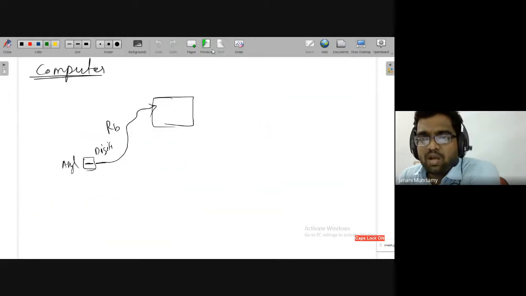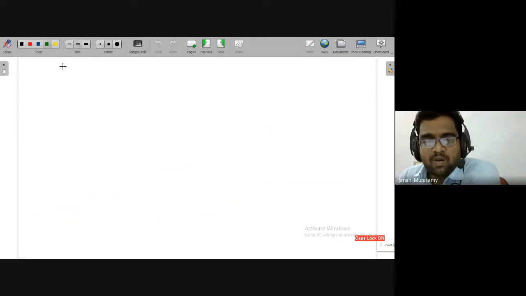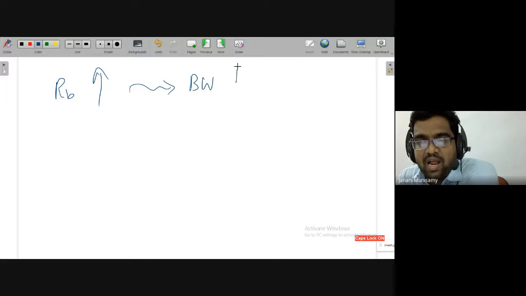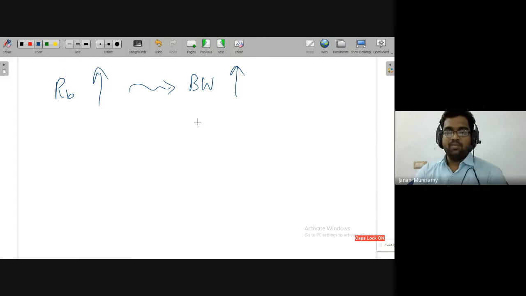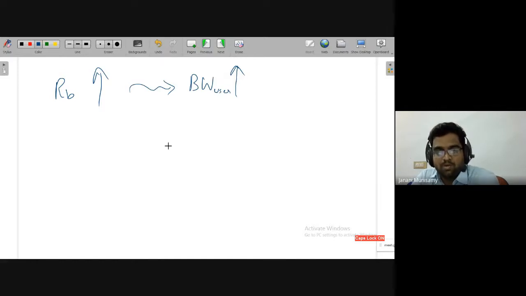Forget about this formula for now. What is the observation? If RB is increasing, definitely the bandwidth needed to carry that digital information will also increase. Bandwidth of the channel has to be increased, and the bandwidth of the particular user. The user gives the analog signal that is converted into digital data, so it will occupy a particular bandwidth, the user bandwidth. For that user we need this much bandwidth. Once you increase the data rate, the bandwidth of the user will increase.